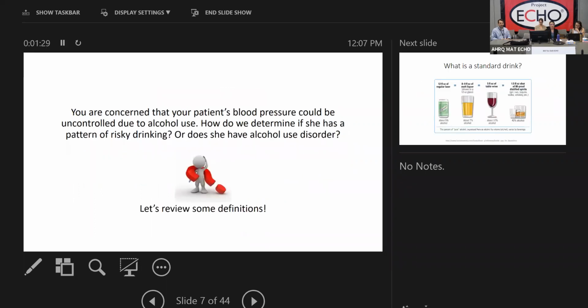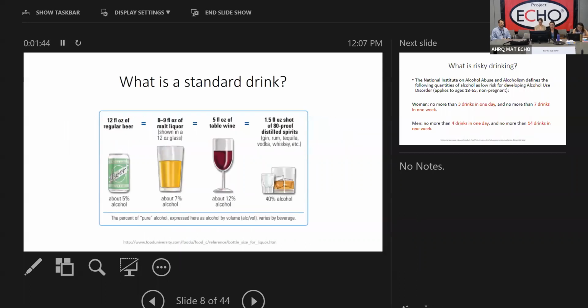So while seeing her, you're concerned that her blood pressure could be uncontrolled due to her alcohol use, or at least related to it. And how do we determine if she has a pattern of risky drinking or if she actually has an alcohol use disorder? So it's good to be familiar with standard drinks because someone may say, I have 3 drinks a day, but it's actually more than that based on the size.